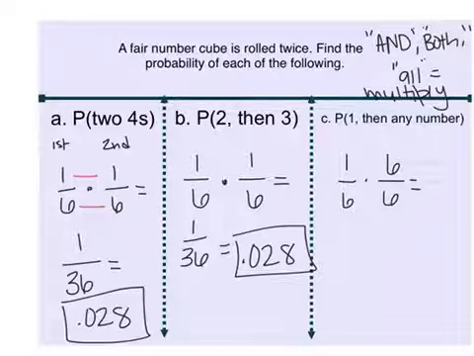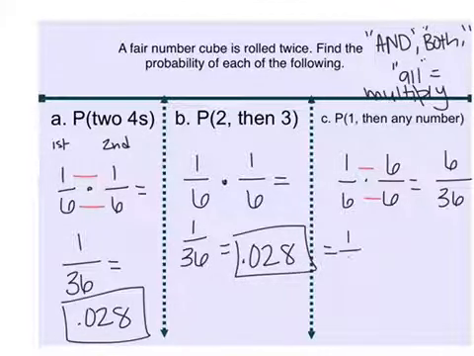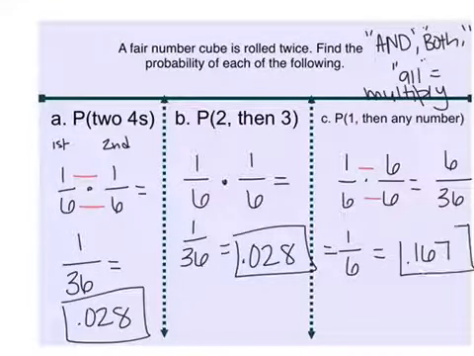Again, we're going to multiply straight across. So 1 times 6 is 6. And then 6 times 6 is 36. If I reduce that down, I get 1 out of 6, which as a decimal is 0.167. Remember to round to that third number.